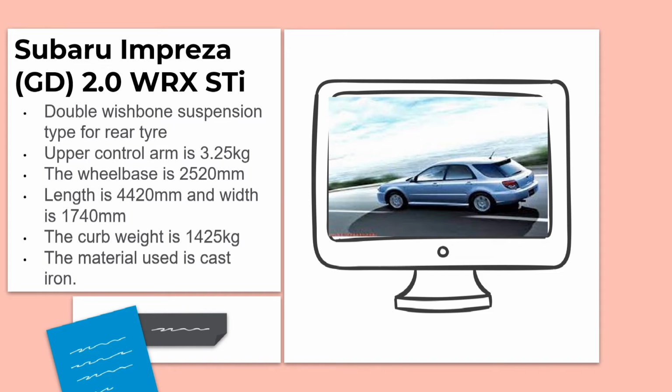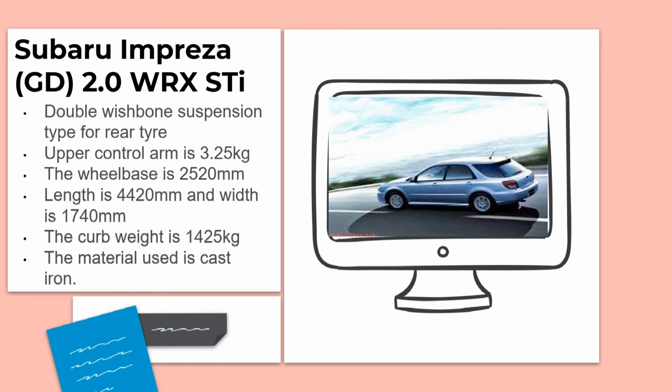For the base model, I have chosen the Subaru Impreza GD 2.0 WRX STI, which is the 10th generation of Subaru. This is a sedan car which has 4 doors. This car uses an independent suspension system for both axles of the car. The front suspension uses the McPherson suspension type and a double wishbone suspension type for the rear tire. So for this study, I focus on the rear suspension because it has a bulky upper control arm that has been chosen for this study. The mass of the upper control arm is 3.25 kg that can be optimized.